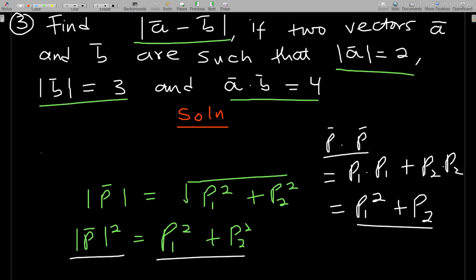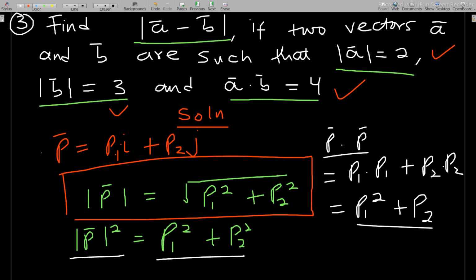But before that, let's learn some simple concept. For every vector, this is how you find the magnitude. Let's say P was given as P1 i plus P2 j. Then this is how the magnitude will be found: square root of P1 squared plus P2 squared. Now if I square the magnitude of P, this is what I get. But if I dot P by itself, I get the same thing as squaring the magnitude of P. So for every vector P, the magnitude of P squared is the same as P dot P.